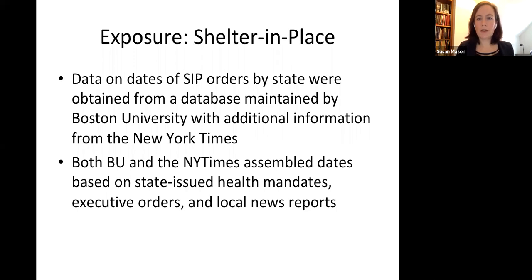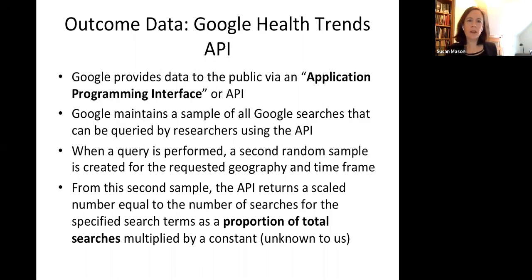The exposure was shelter in place, and particularly the timing of the shelter in place. And we got those data from Boston University that compiled information on states that imposed shelter in place and when they did that. And we used additional information from the New York Times because there were some funny aspects of the BU data. But both BU and the New York Times assembled dates based on state-issued health mandates, executive orders, and local news reports. So basically, they did the work of scouring the interwebs for this information and pulled it all together. So that was fairly simple.